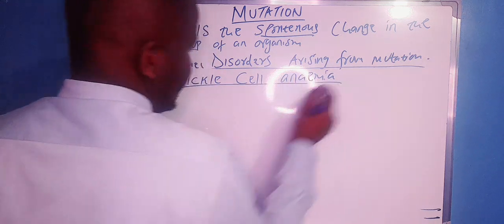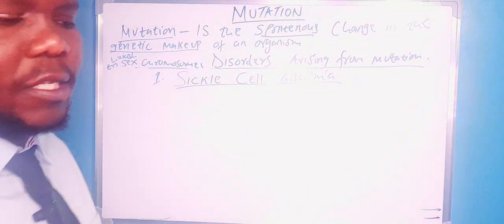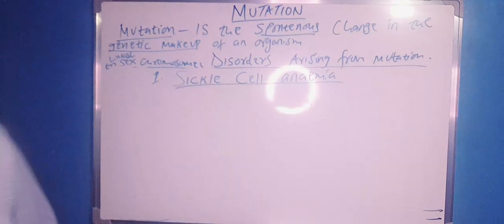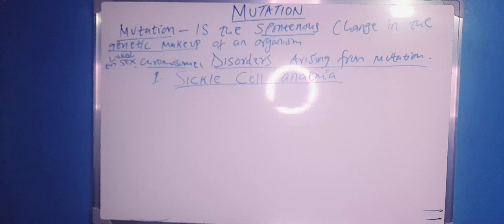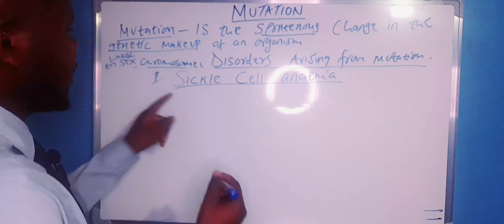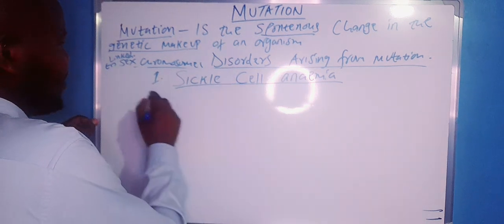What is this sickle cell anemia? This is where an individual has the recessive alleles for this condition. That is when a person will speak about being sickle cell anemic. The red blood cells will all be sickle cell shaped. They will all be what? Sickle cell shaped.